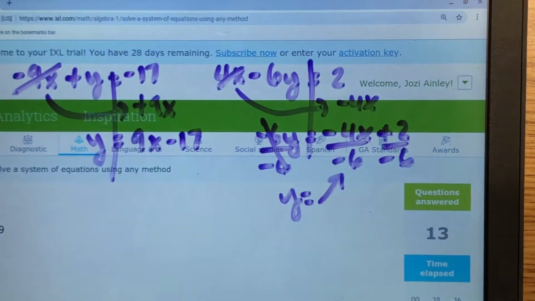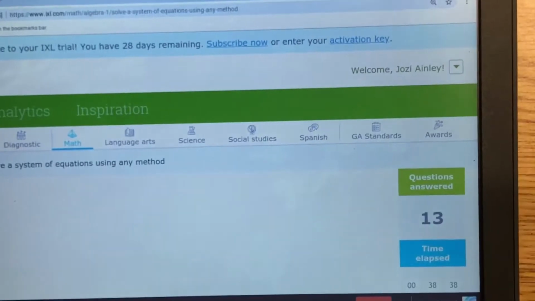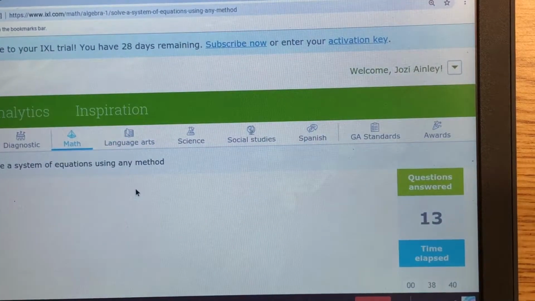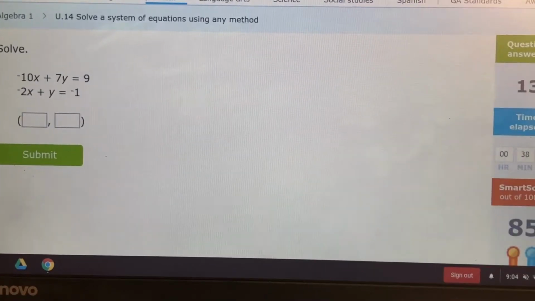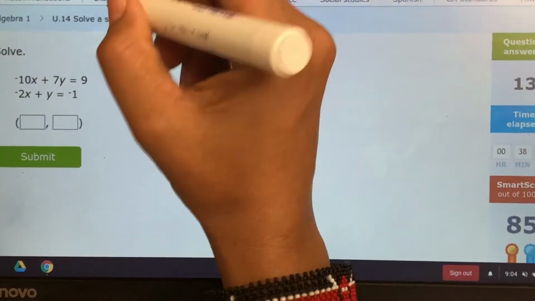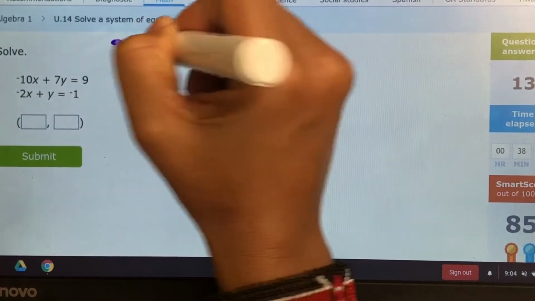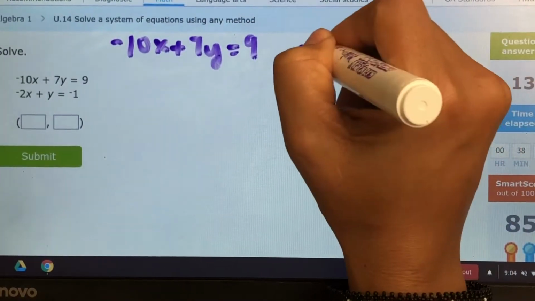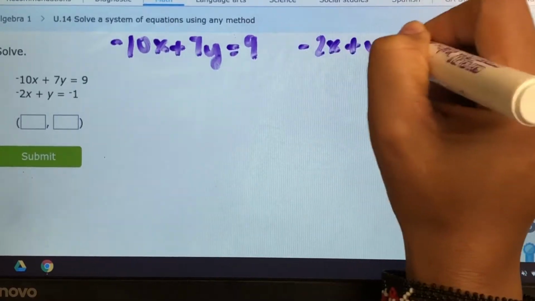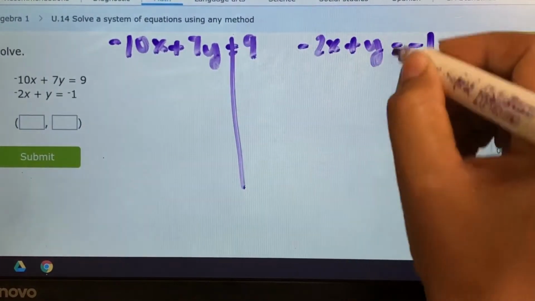All right, I'll do one more. So again, I have to make it y equals. So write the 2 equations down. So every question, you're writing the 2 equations down. And you're making it y equals.